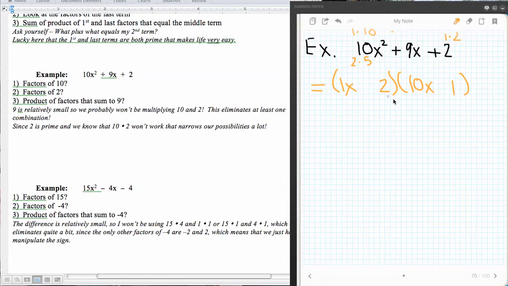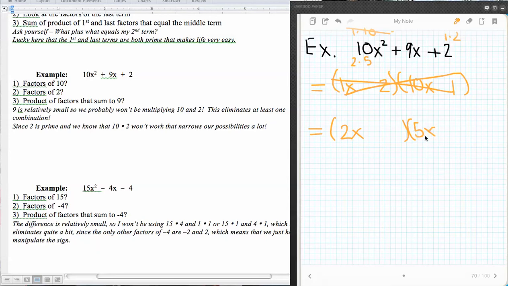Outside would make 1, inside would make 12. 12 plus 1 does not equal 9. So this is not a possibility because there are no other factors of 2 that are possible. So I'll go down now and I'll try with my 2x and my 5.